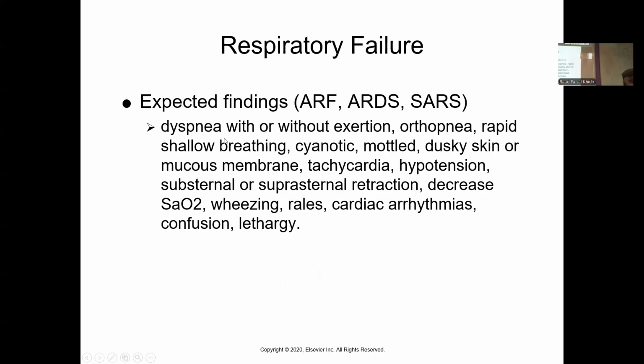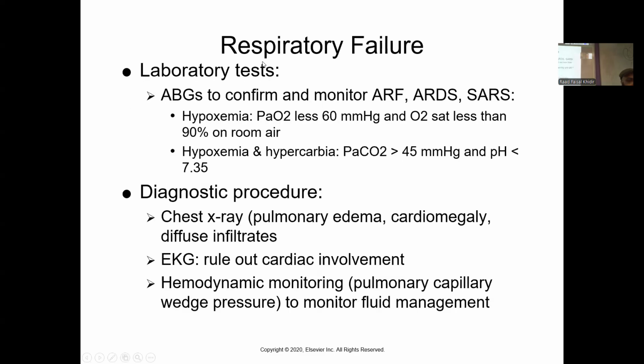Expected findings: you would have dyspnea with or without exertion, orthopnea, meaning difficulty breathing while lying down, rapid shallow breathing, and there's cyanosis. Cyanosis is a sign, meaning that there's a bluish pathological discoloration of the skin, meaning that there is hypoxia, a drop in oxygen concentration.